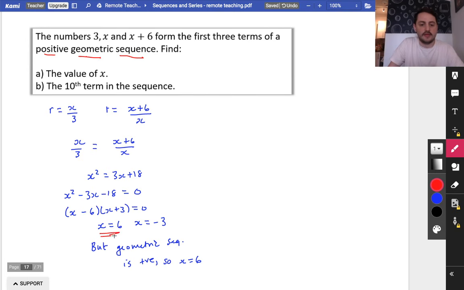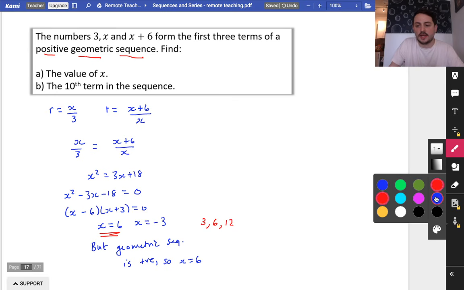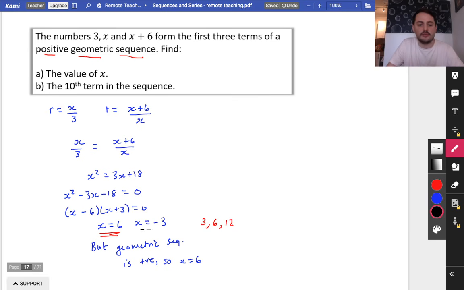So first of all, if x is equal to 6, it would go 3, 6, 12. So you can see that the common ratio looks like it's going to be 2. It's just doubling each time. And let's do this one in black. If x was minus 3, it would have gone 3, minus 3, 3. So you've got a common ratio of minus 1. It's just an alternating sequence or an oscillating sequence that we have there. So that was part A of the question.